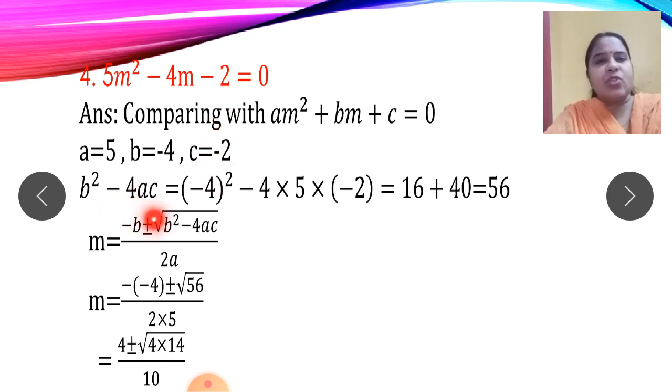Then b square minus 4ac. Substitute. Minus 4 the whole square minus 4, a is 5 and c is minus 2. Now see this, a very important thing. Many make this mistake. The square of a negative number is positive. Do not write minus 16 here, it is plus 16. Correct? Then minus into minus is plus. 4 5s are 20, 2 20s are 40. So 16 plus 40 is 56. Till here I hope you have understood.